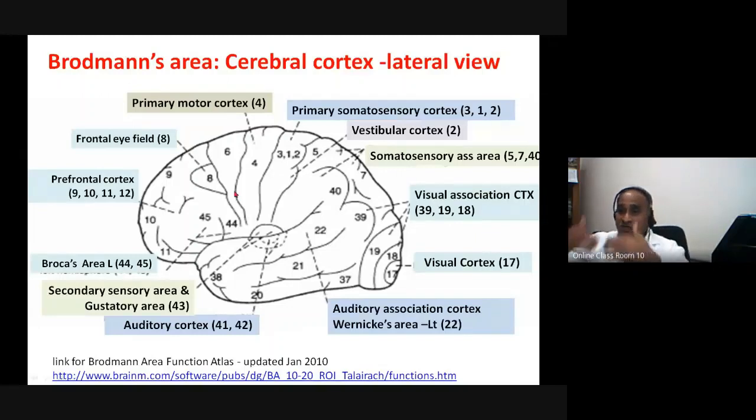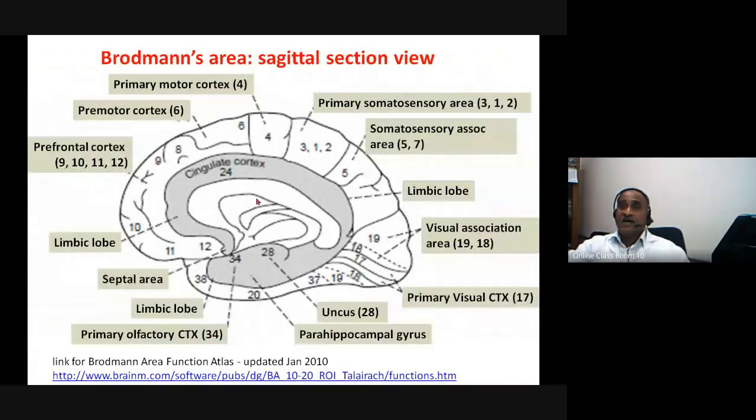Some areas are interior. When you take the sagittal section, you see that. This is the sagittal section. Again, I repeat, you will visualize certain other areas like 3, 1, 2. This is the primary somatosensory area. 4 is the motor cortex. 5 is the somatosensory association area. 7 is here. Then comes 6 is this.